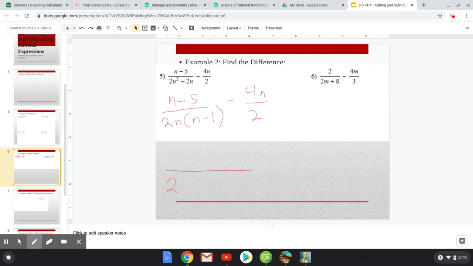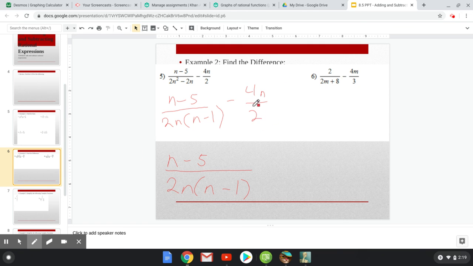So we're going to need a 2, and we're going to need an n, and we're going to need an n minus 1, because those are the three pieces of this one, right? And then this one also has a 2. So they have a 2 in common. And it turns out that our common denominator matches this denominator.